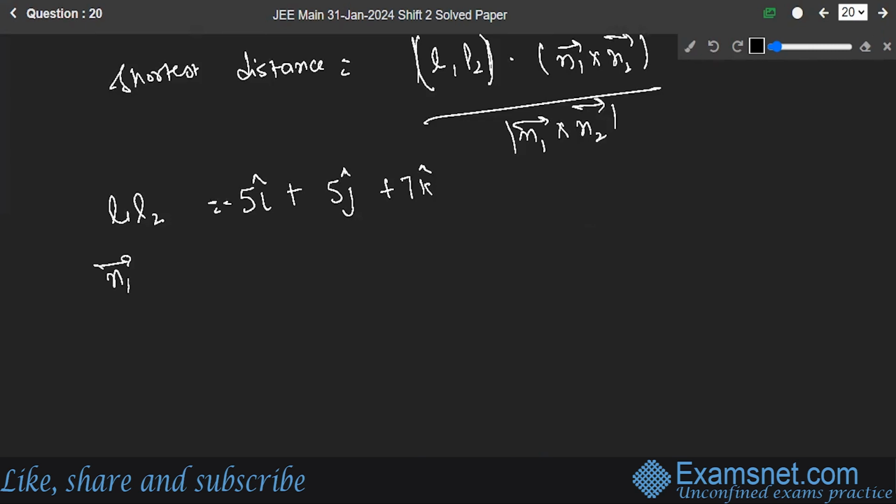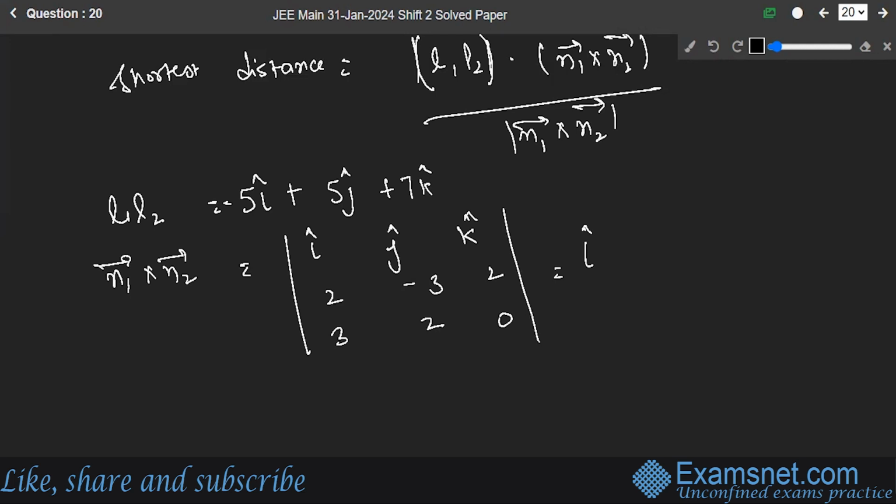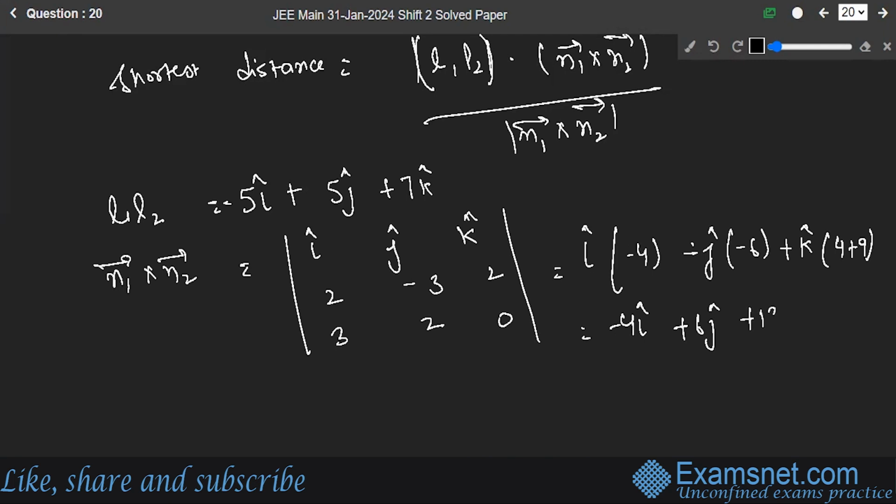Now, the cross product of N1 and N2. This is given as i, j, and k. The direction vector for L1 is 2, minus 3, 2, and this is equal to 3, 2, and 0. So this is given as i into minus 4 minus j into minus 6 plus k into 4 plus 9. This gives me minus 4i plus 6j plus 13k.